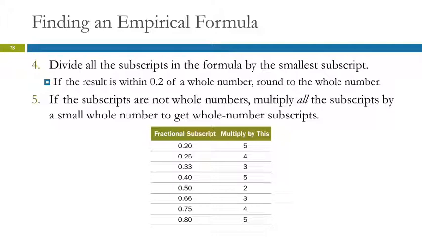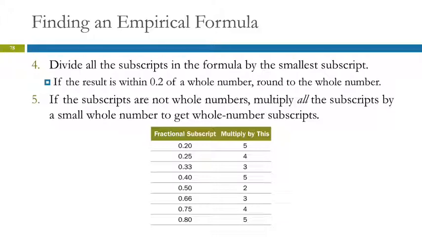Then we're going to take all those subscripts or amounts of moles and divide by the smallest one. We're trying to get whole number ratios. So if we divide everything by the smallest, that will get rid of any fractions that we have of numbers less than 1. And then sometimes that'll just give us whole numbers.